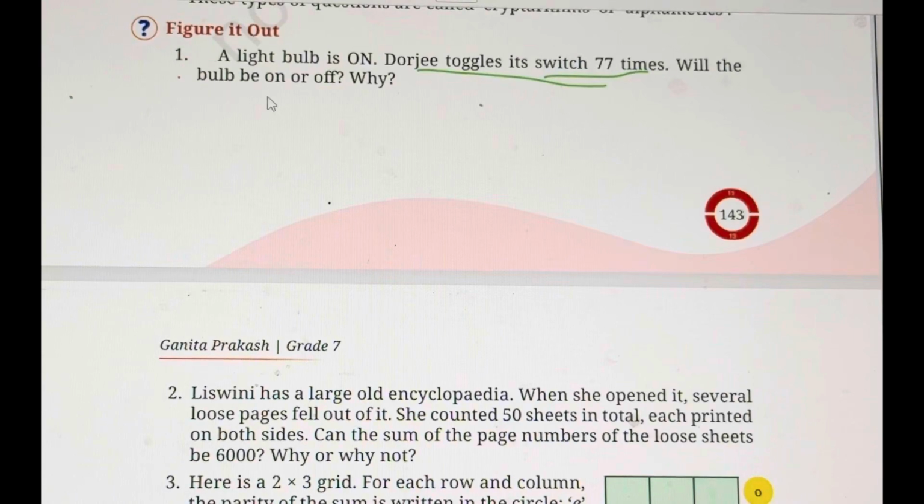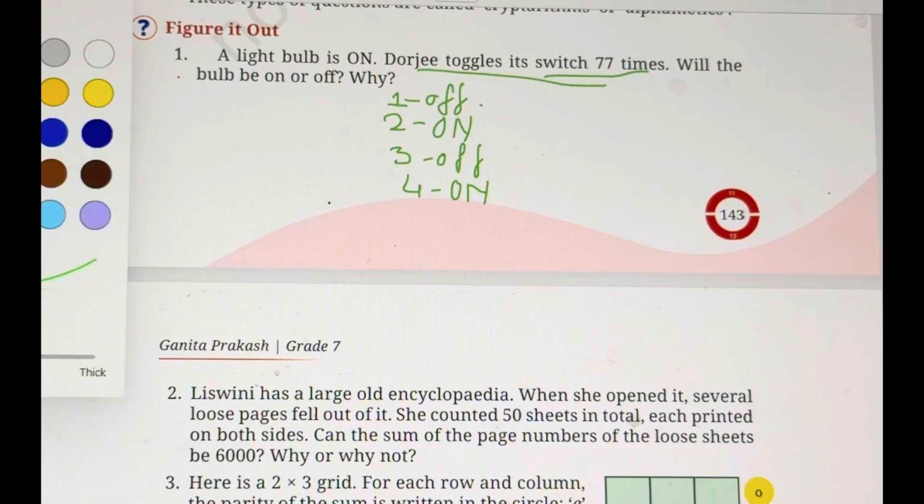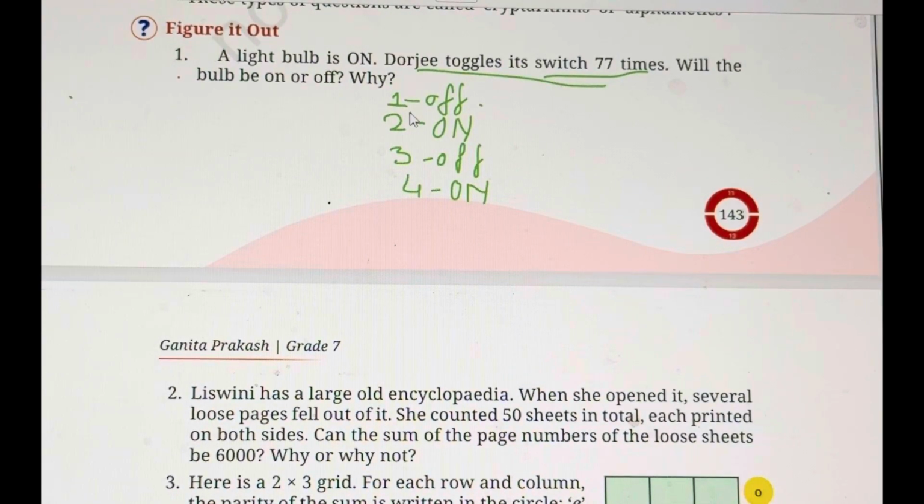So now the initial position is on, right? The bulb is on. So the first time he toggles the switch, it will be off because it was on. The second time he toggles, it is on. The third time he toggles, it will be off. The fourth time he toggles, it will be on. Now what do you observe over here? At even positions, it is on, and at odd positions, it is off.